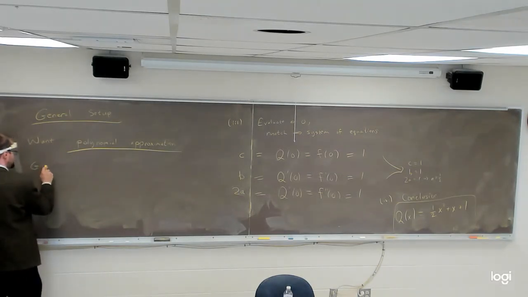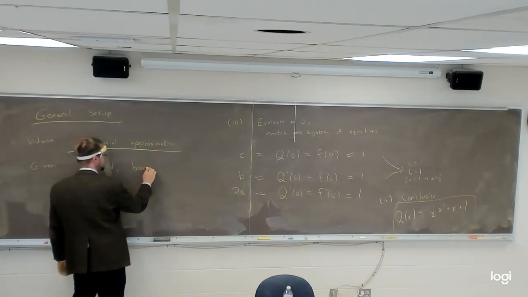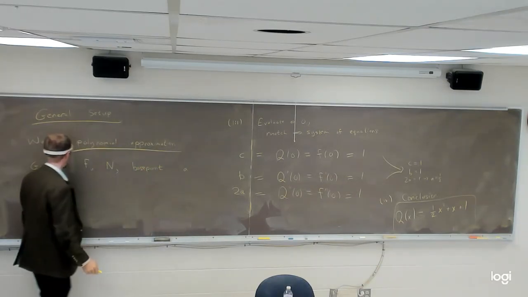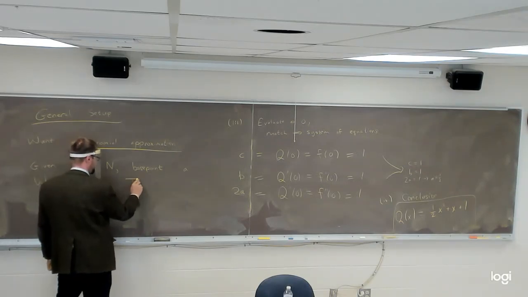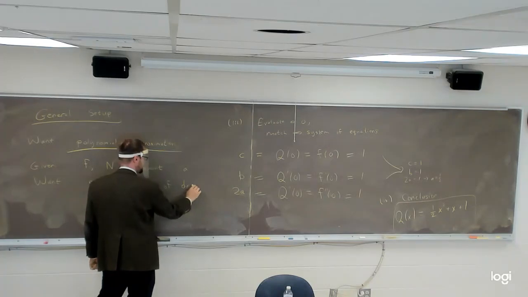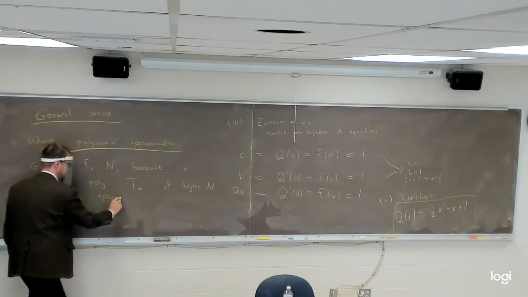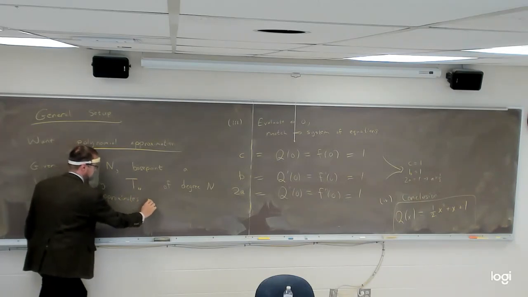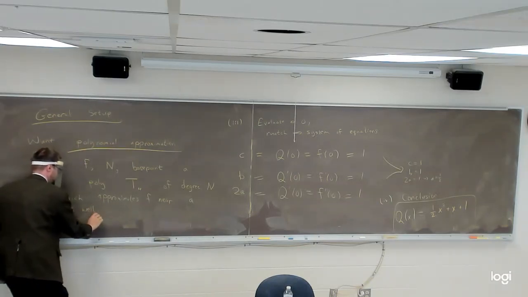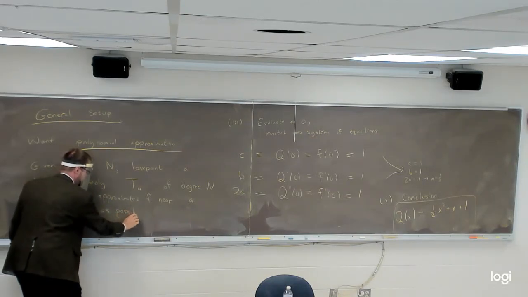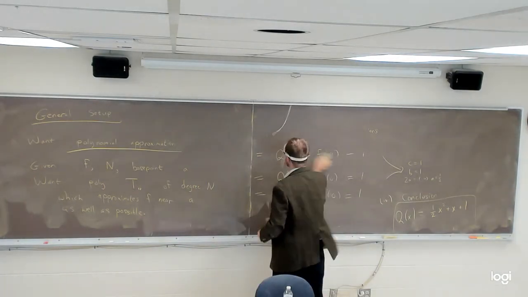Given a function f, degree n, and a base point a, we want a polynomial of degree n which approximates f near a as well as possible. Okay. That's what we're trying to do.